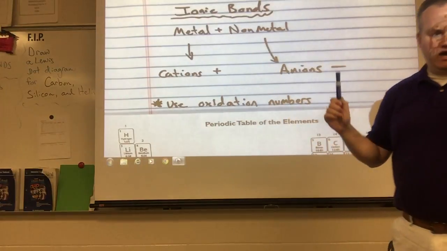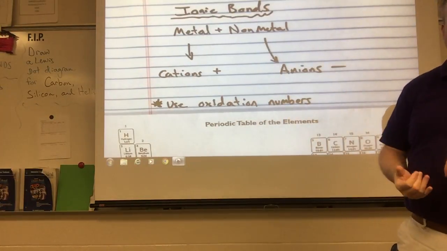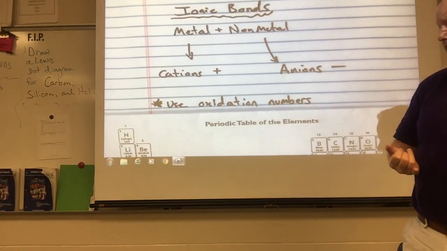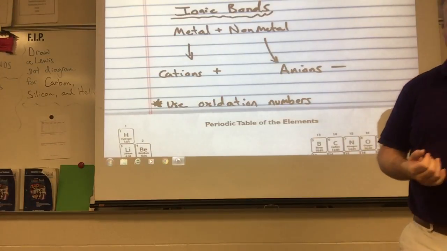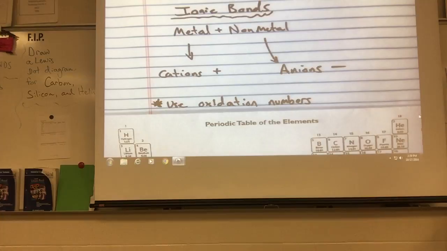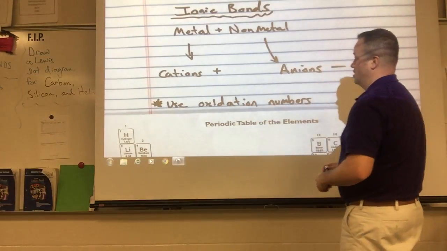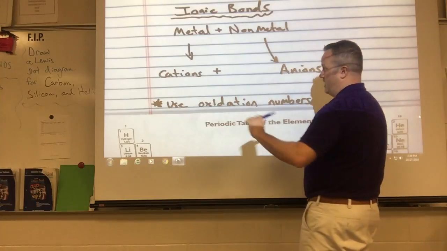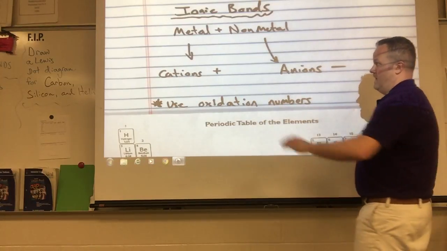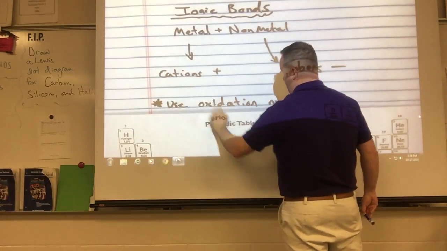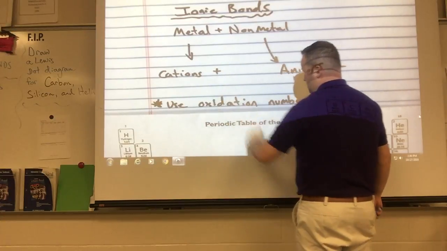Most of the time, atoms are neutral, meaning they have the same number of protons and electrons. But atoms can gain or lose electrons, and when they do, they can become ionized. So what happens to metals is that they will give away all of their valence electrons and they will become what are known as cations, which are ions that have a positive charge.